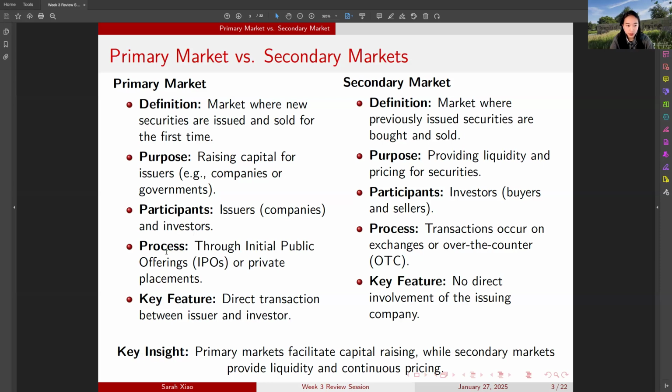From the different purposes of the markets, the participants are obviously different. Both issuers and investors participate in the primary market, whereas only the investors, the buyers and sellers, participate in the secondary markets. The activities involved in the primary markets are initial public offerings or private placements, and the activities in the secondary markets are just transactions that occur on exchanges or over the counter. The key difference to remember is that primary markets involve direct transactions between issuers and investors, whereas the secondary markets have no direct involvement of the issuing companies. Only the investors participate in the secondary markets.